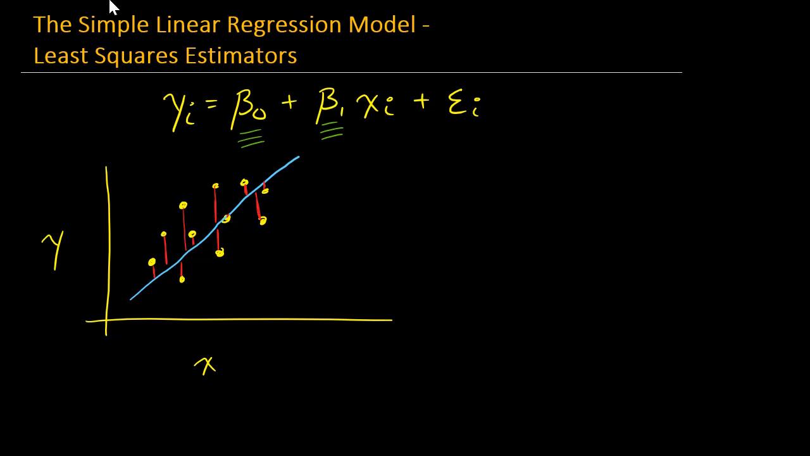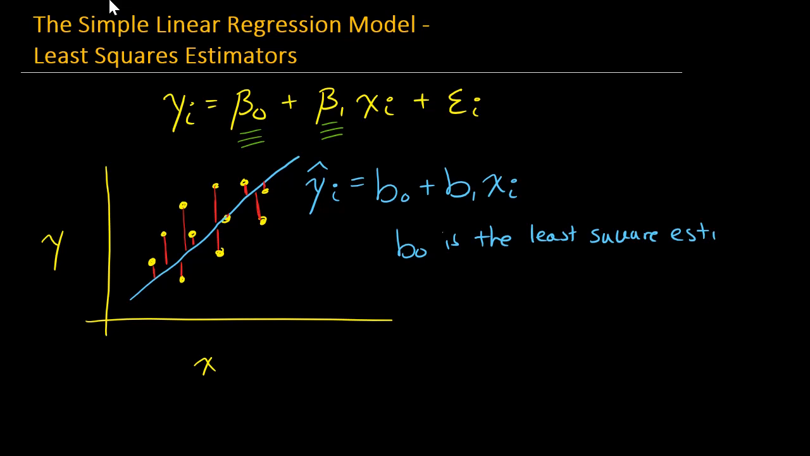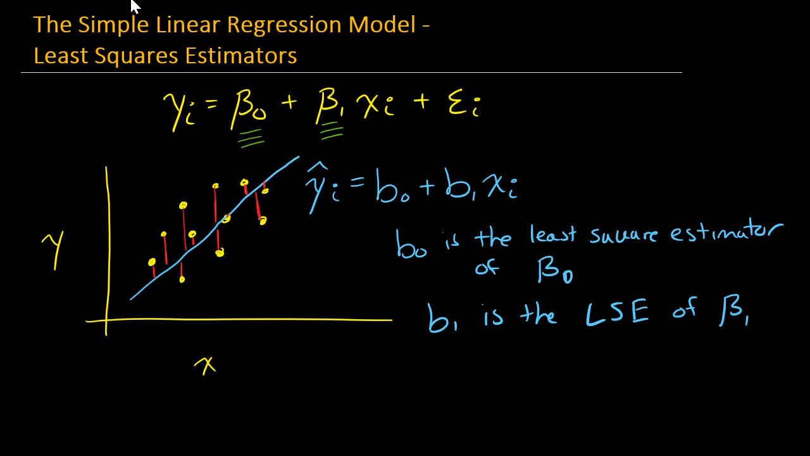Okay? So this line, this blue line is the fitted line, y hat is the fitted observation, and the equation for y hat is b0 plus b1 times xi, okay, where b0 is the least squares estimator of beta 0, and b1 is the least squares estimator of beta 1.